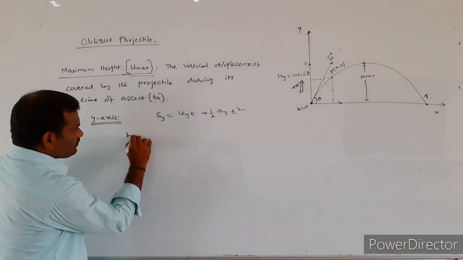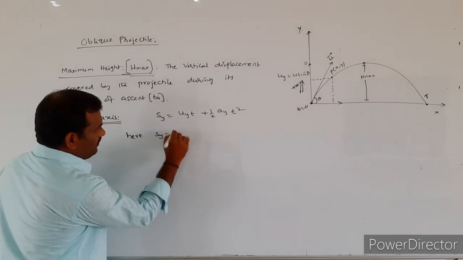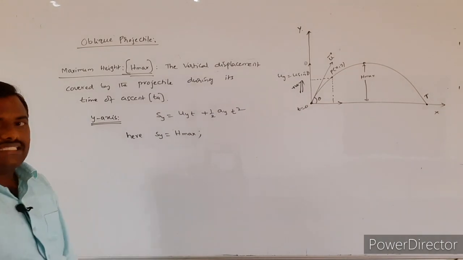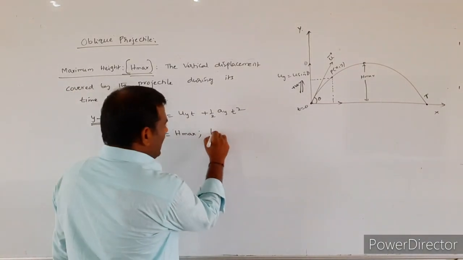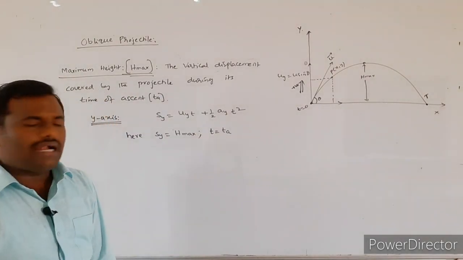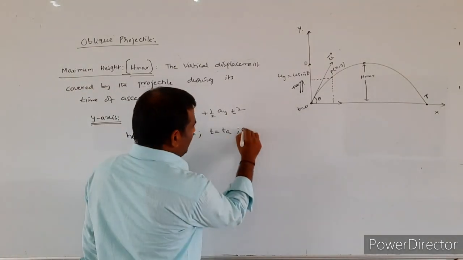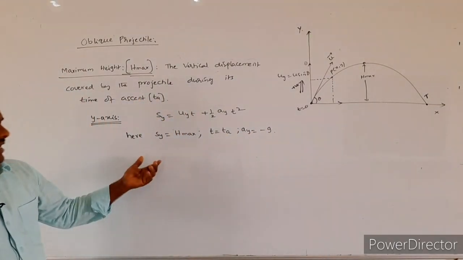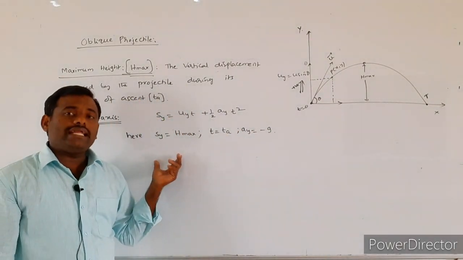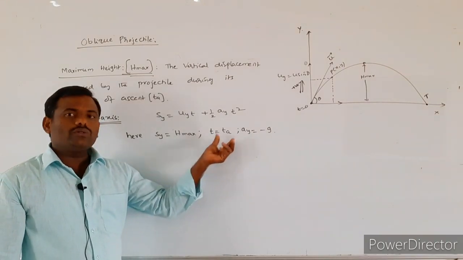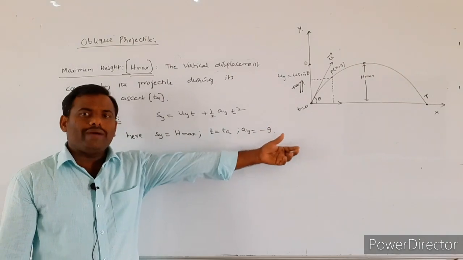Here, Sy we are calling H maximum. Time t is equal to the time of ascent, and acceleration along the y-axis is equal to minus g. So in the place of Sy we add H maximum, t is the time of ascent, and ay is minus g.